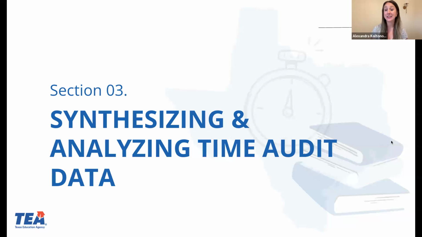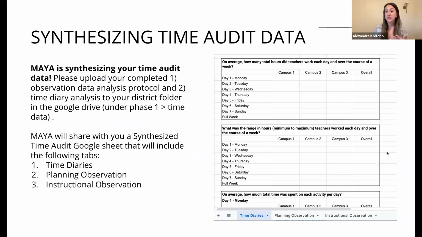Awesome. So now we're going to jump into section 3. That was talking about how we were synthesizing and analyzing the focus group data. But remember, we have all that time audit data that you collected as well. So we're going to talk about what this process looks like. First, in synthesizing the time audit data, we are doing that for you as well. So if you can make sure that you upload your completed observation data analysis, as well as your time diary analysis to your district folder, and then let us know when that's been updated, we'll be able to put together this synthesized document. The synthesized time audit document will include the following tabs.